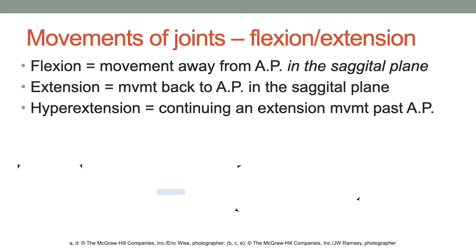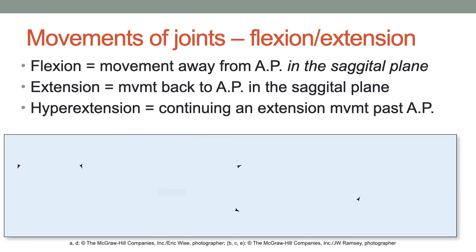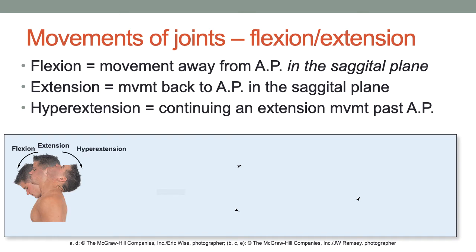So we're going to look at these examples using a few images. So here we're looking at someone moving their head. If they move their head forward, that is flexion. Moving it back to anatomical position is extension. Continuing that movement backward is going to be hyperextension. So taking this arm as an example, we're moving the forearm at the elbow. If we move it toward the body, that is flexion. Moving the forearm back is extension.